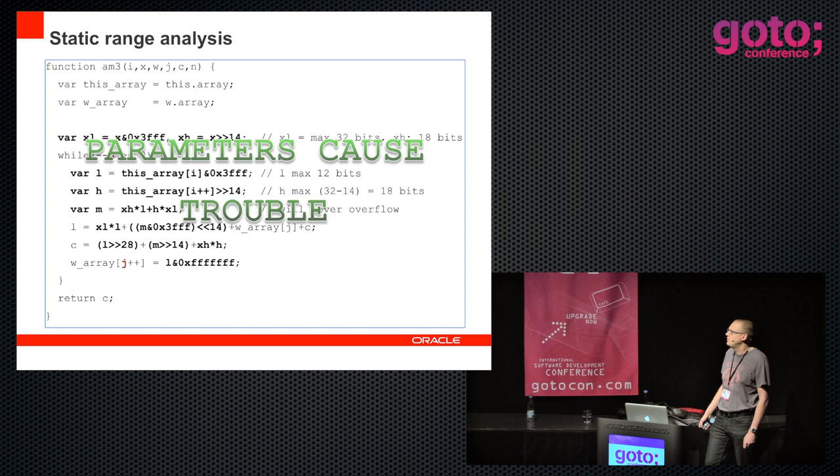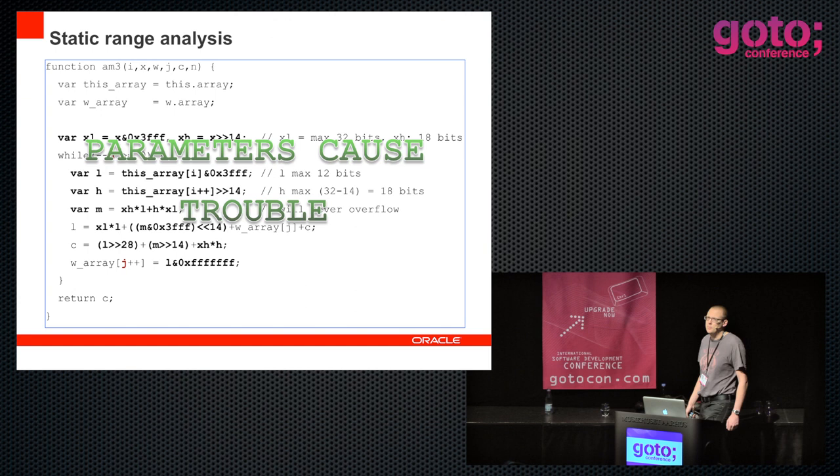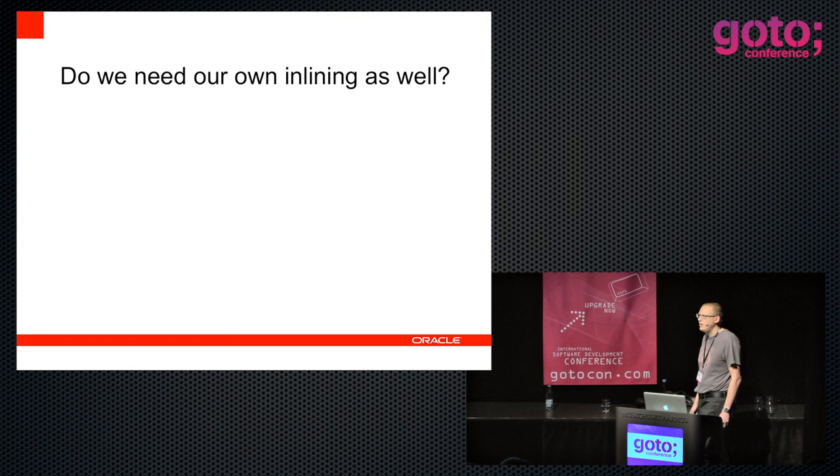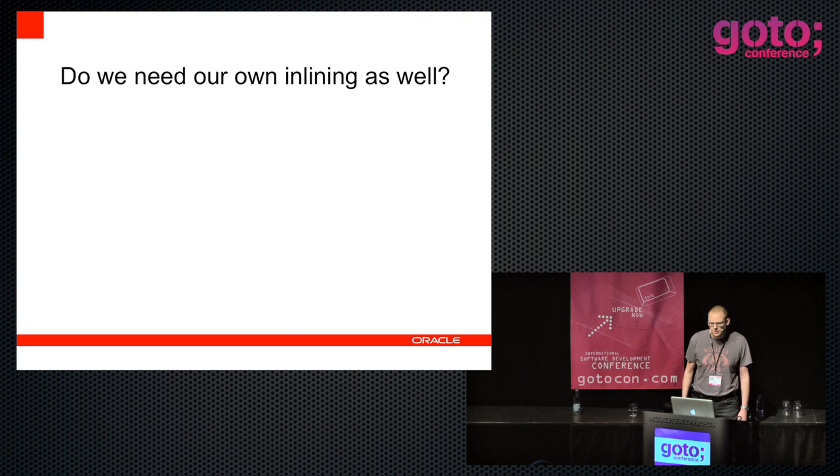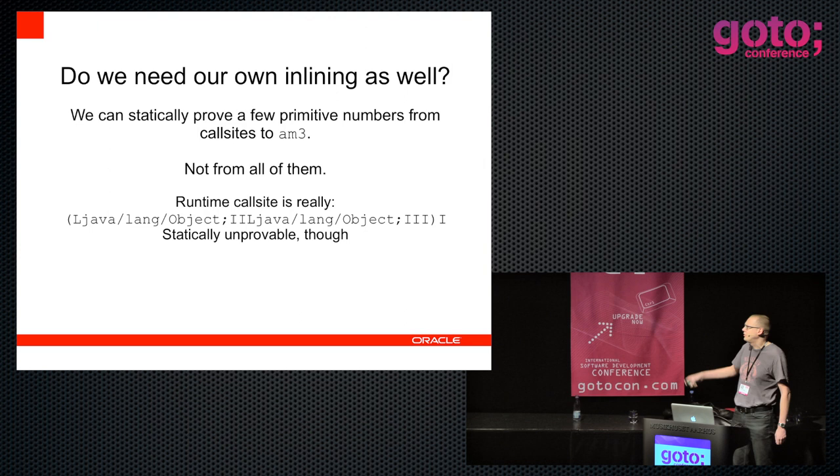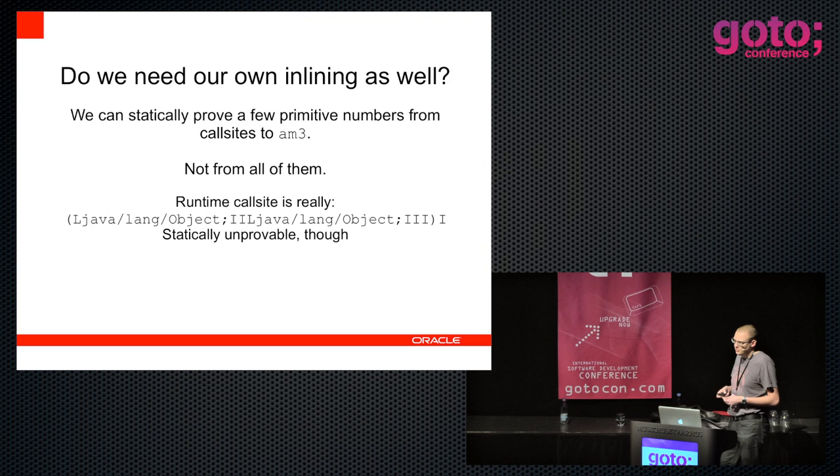But in order to know everything about this method, we need to know the parameters as well, and we don't. We just see the call. So do I have to start writing my own inliner as well in my JavaScript runtime in Java? Shouldn't the JVM be doing that? We can look at call sites and see that you use a constant here and a primitive number there for the first and third parameter. But you can't always see that.